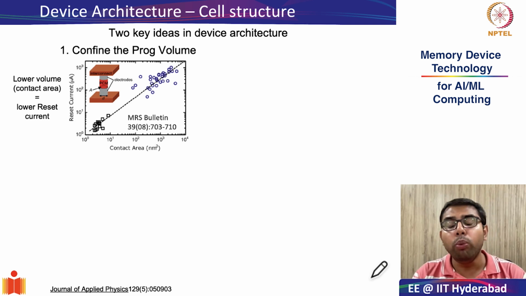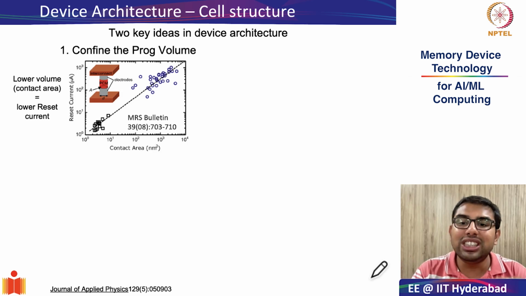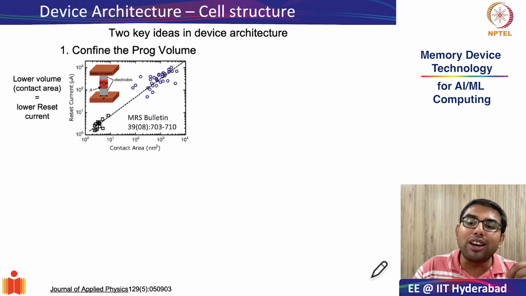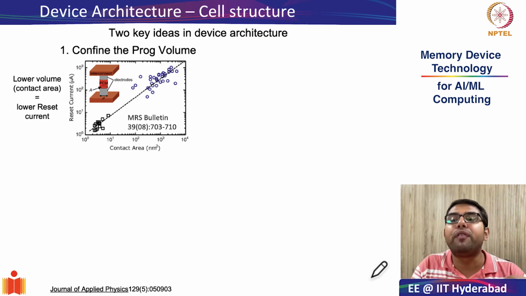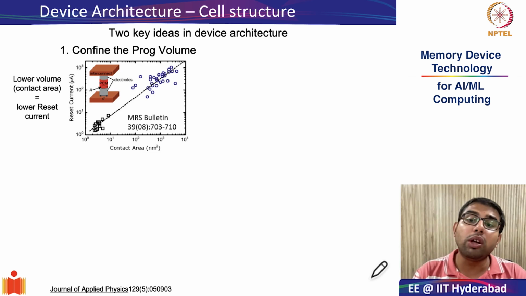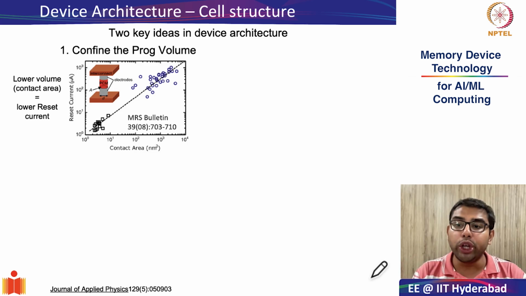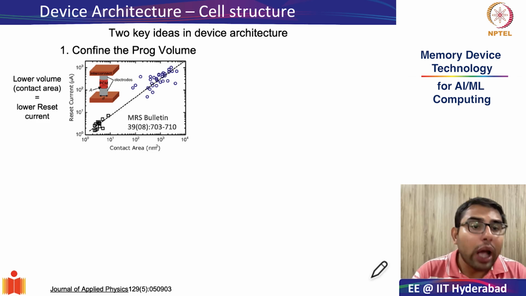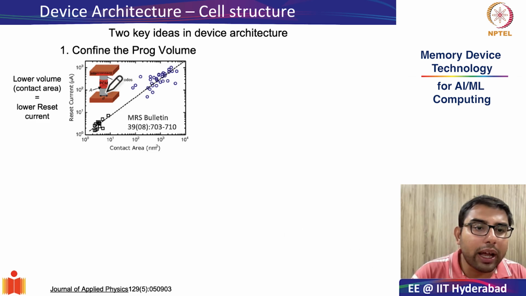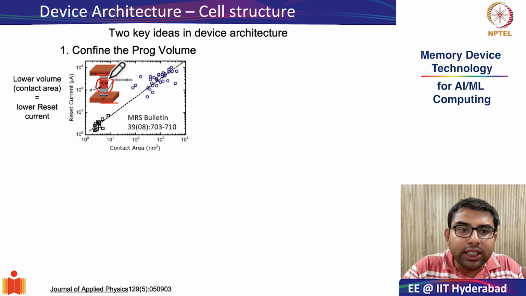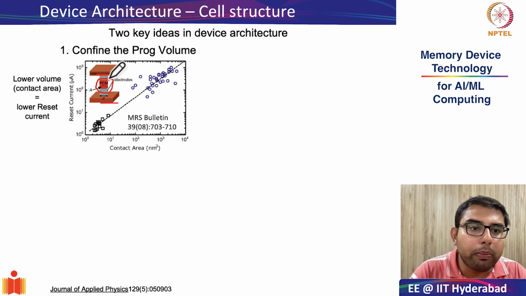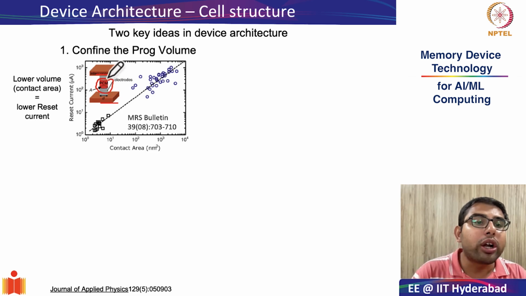The programmable volume of the PCRAM is the GST material, which will actually undergo the phase change from crystalline to amorphous back and forth. Why do we want to reduce the volume? Because the more volume you have to bring to melt temperature, the more your reset current will be. So, as you can see over here, this is your top and bottom electrode and this is your phase change material. So, the idea is, can we reduce the contact area between the top and the bottom electrode contacts such that the programmable volume also reduces?